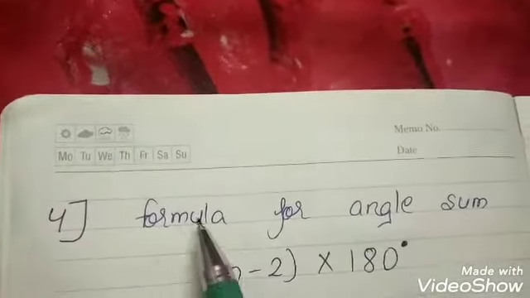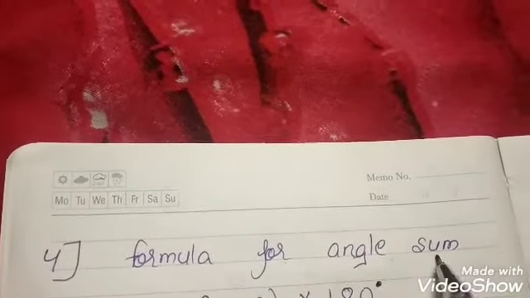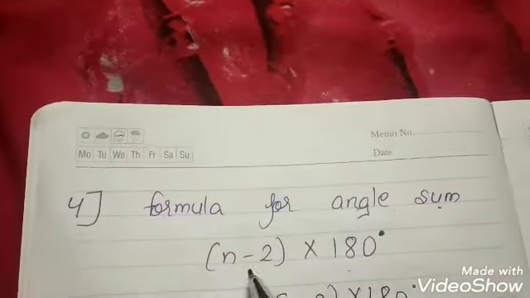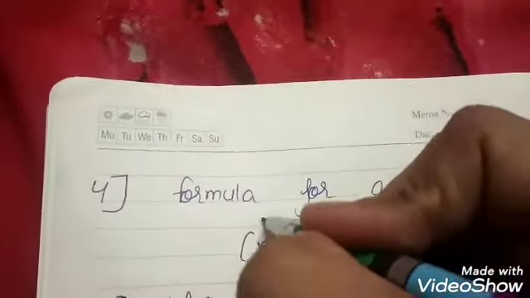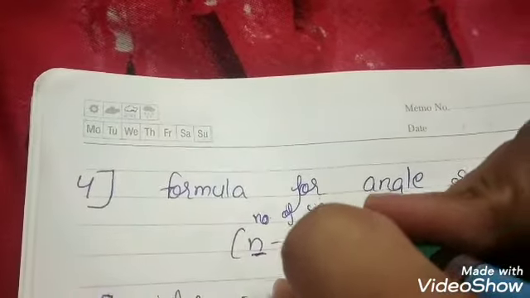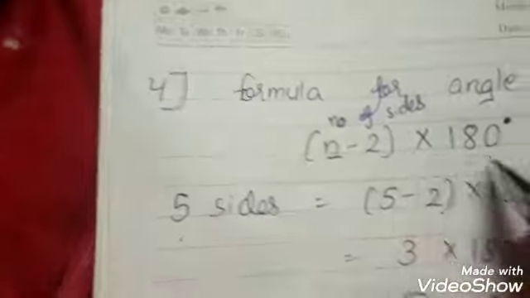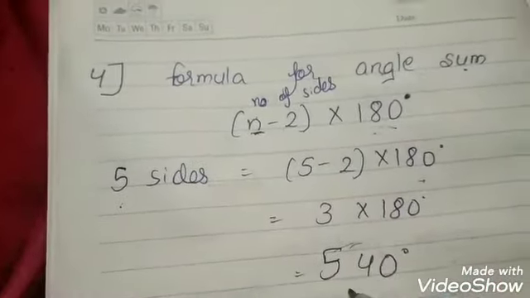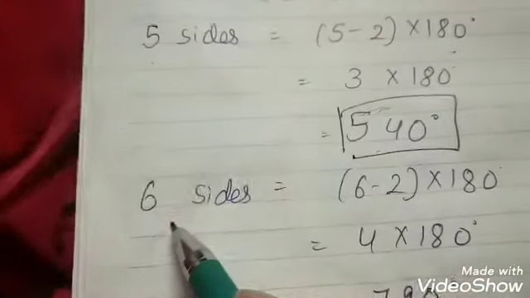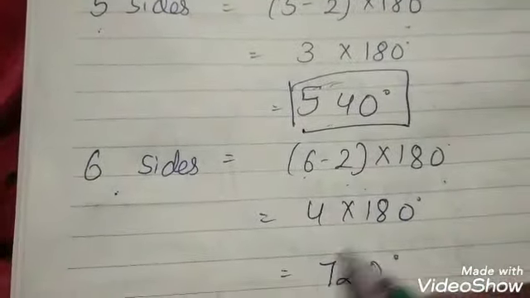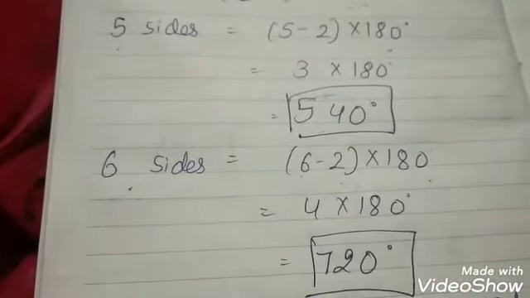Next, they are asking what is the formula for the angle sum. In case you have to find the sum of all the angles of any polygon, what will you do? Beta, this is the formula: n minus 2 into 180. But what is this n here? n means the number of sides. Okay. For example, I have to calculate for 5 sides. So 5 minus 2 into 180. And when I calculated, I got the answer 540. For example, I have to calculate for 6 sides. So 6 minus 2 into 180, the answer is 720. Clear everyone?